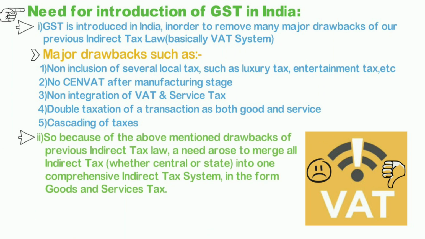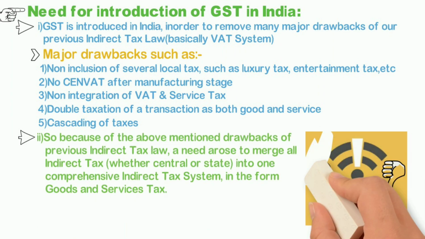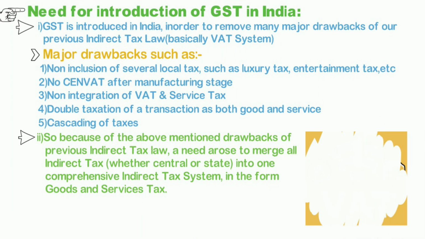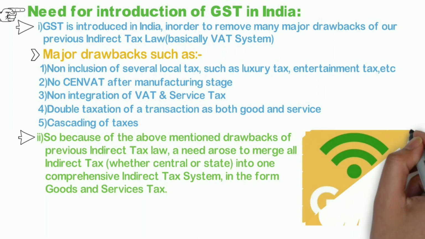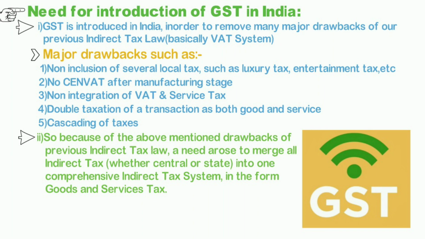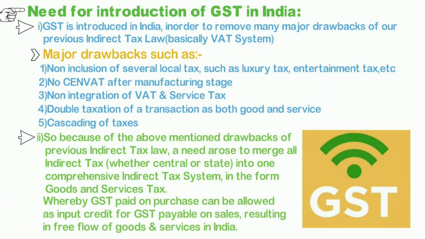Due to such major drawbacks, our government decided to merge all the indirect taxes into one comprehensive indirect taxation system in the form of goods and service tax, whereby GST paid on purchase can be allowed as input credit for GST payable on sales, resulting in free flow of goods and services in India.